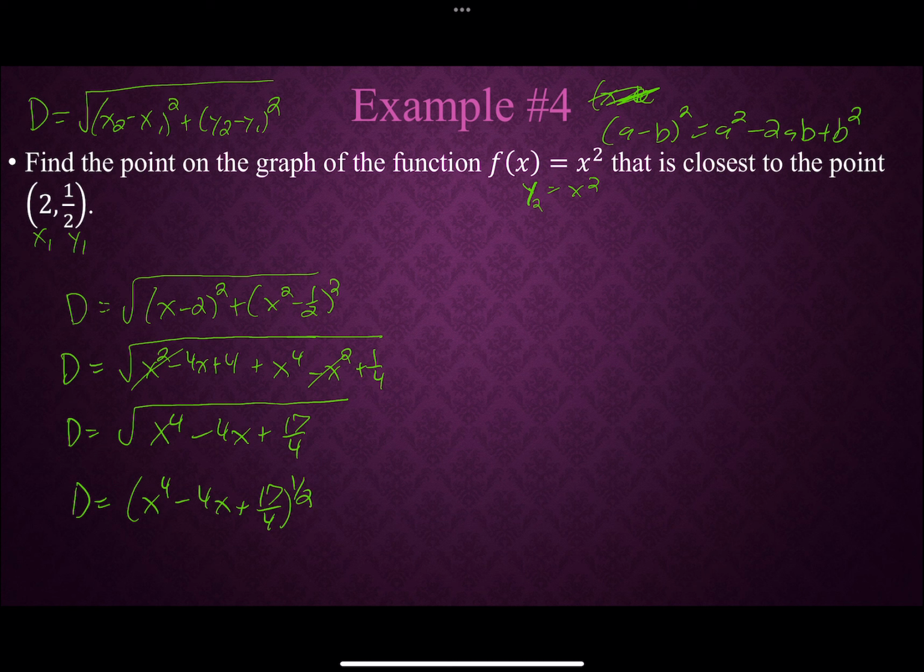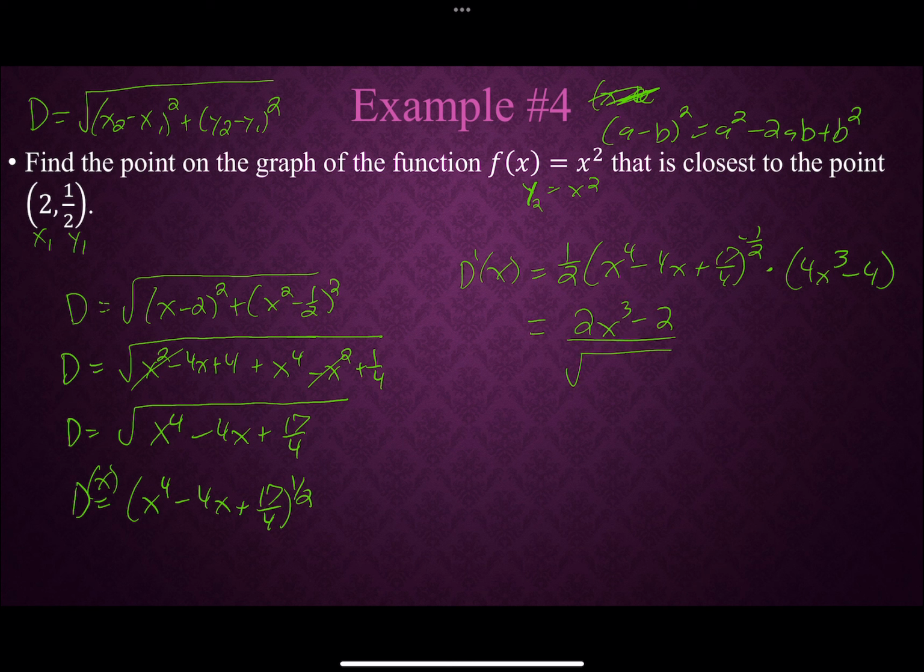So if we think of this as d of x, then d prime of x would be, well, this is our chain rule involving a radical. 1/2 goes in front, inside is left alone, negative 1/2 power because we decrease by 1, and we multiply by the derivative of the inside, which is the whole reason why I went through and distributed. It just made it a little bit easier to do that portion. When we take half of that and rewrite, we get (2x cubed minus 2) over the square root of x to the 4th minus 4x plus 17/4.